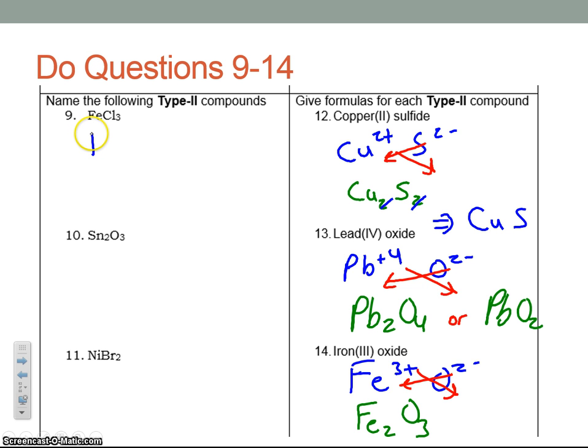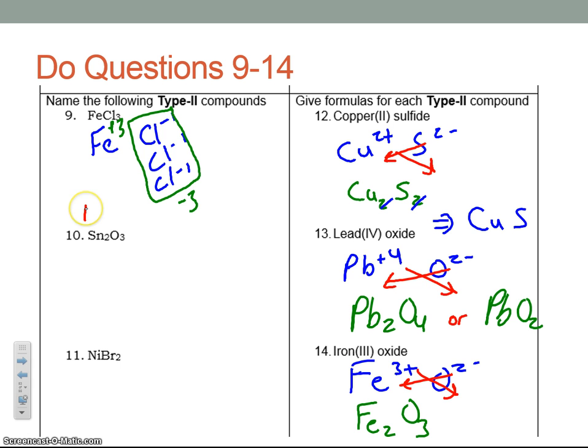So we've got iron, and we've got 3 chlorines. So I'm going to draw 3 chlorines. Charge of chlorine is -1. And so all together, these 3 end up with a charge of -3, which means iron should have a charge of +3. So I should have iron(III) chloride.